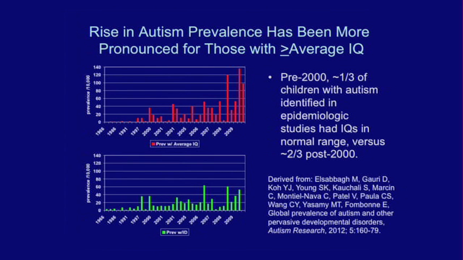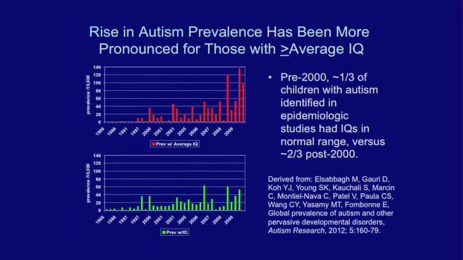Another trend in the epidemiology of autism over the years is that the proportion of children classified as having intellectual disability within the children with autism has declined. This is from a systematic review of autism prevalence studies. In green is the prevalence of autism with intellectual disability. In red is the prevalence without intellectual disability. And you can see that much of the increase over these recent decades has been in children without intellectual disability.